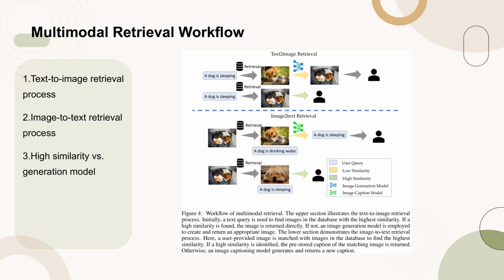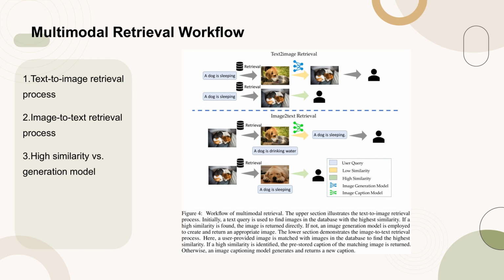Figure 4 depicts the workflow of multimodal retrieval, focusing on two main processes, text-to-image and image-to-text retrieval. In the text-to-image retrieval process, a text query is used to search for images with high similarity in the database. If a match is found, the image is returned directly. Otherwise, an image generation model creates a suitable image.